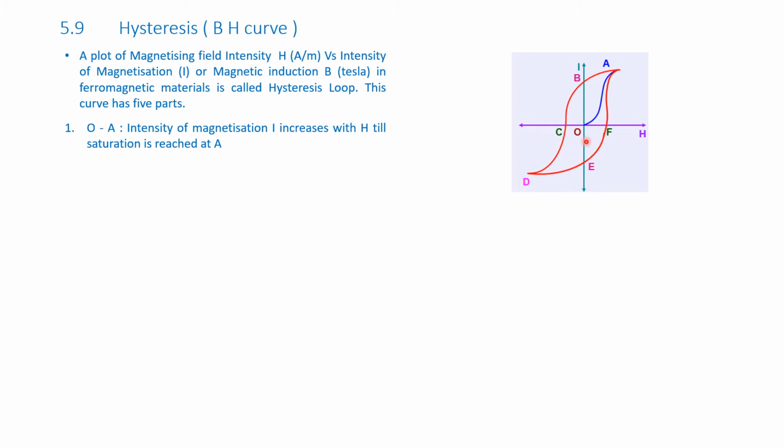Part number 1. This is 0 to A. Intensity of magnetization increases with H till saturation is reached at A. As we increase H, the I also increases and it reaches saturation. I reaches saturation at a certain point. This is part OA.